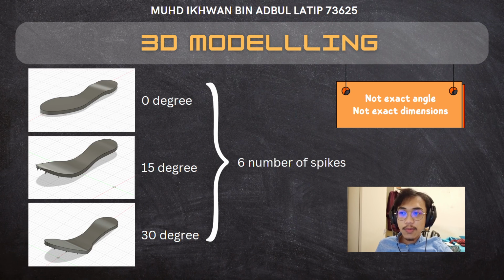Thus, three 3D models were created which have the angles of 0 degree, 15 and 30 degrees, with all of them having 6 spikes on the bottom at the same place. The limitations of the models are that the calculation would not use the exact angle from the model because the angle has a tolerance of plus minus 1 mm, and also the dimensions are not accurate because they can change by 1 mm.